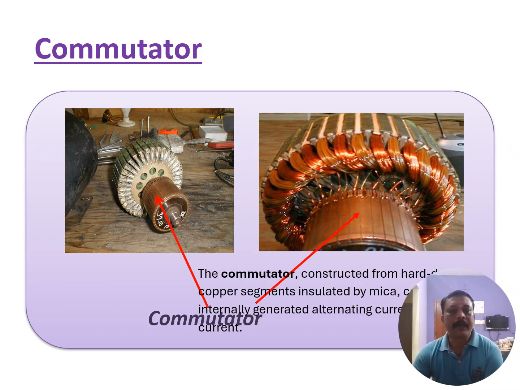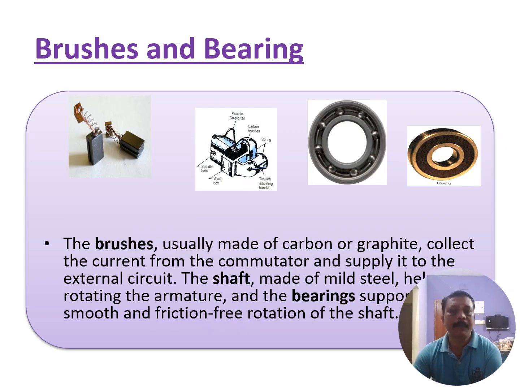Commutator. Each armature winding is connected to the commutator segments. The commutator is mainly used to convert the AC supply into DC supply. Next, brushes and bearing. The brushes are usually made up of carbon or graphite material. They are mainly used to collect the current from the commutator and supply it to the external circuit.